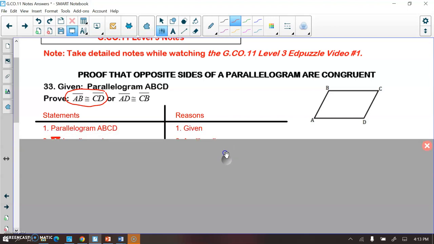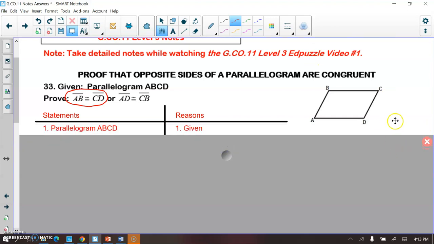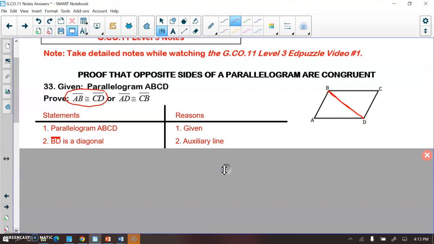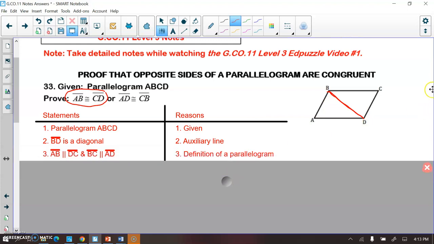So, step 1 you're given, always. We have parallelogram ABCD. Now what we're going to want to do is draw in an auxiliary line here. It's the diagonal BD of this parallelogram. We need to state that in our proof. BD is a diagonal. That's our auxiliary line. Now, we know that in a parallelogram, opposite sides are parallel. That's the definition of a parallelogram. So I can say that AB is parallel to CD. I can say that BC is parallel to AD.